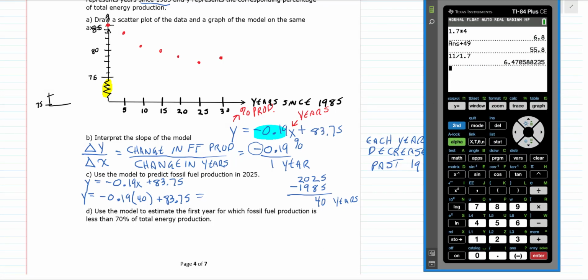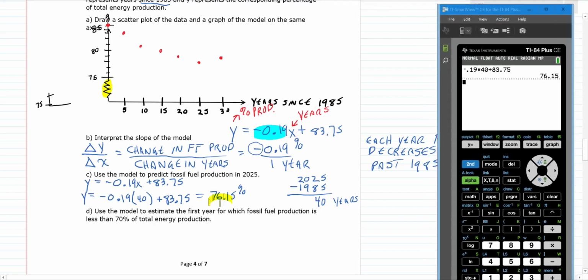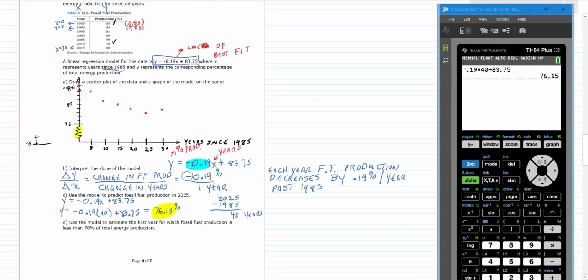So this would go like this. I'm just going to put it in. So I've got negative 0.19 times 40 and then plus 83.75. Whoops. Okay, and then this should give us the amount. All right, so I got that put in correctly. So that's about 76.15% is what the answer to that would be. Okay, so you're using your mathematical model to make predictions in the future. That's what we use this kind of stuff for.